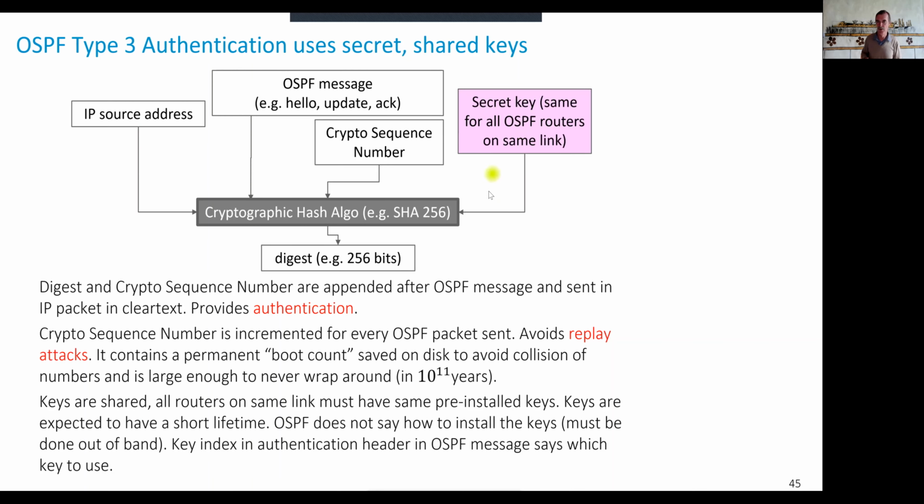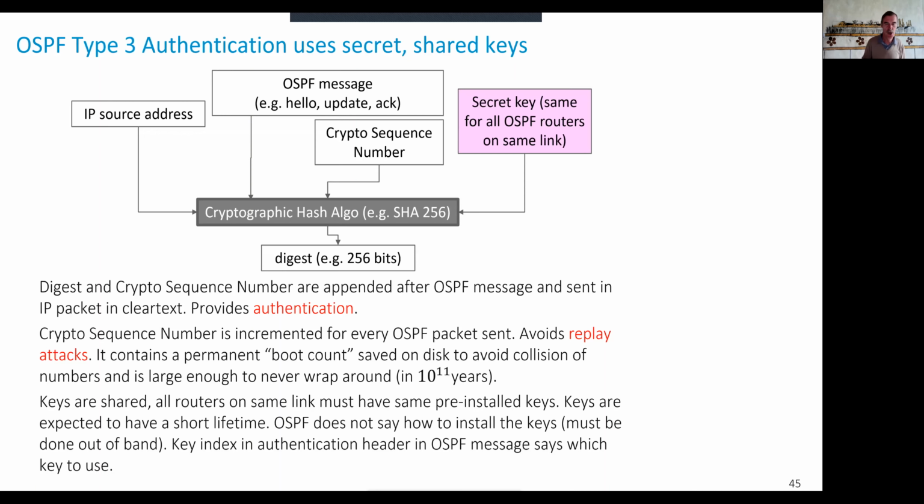So when one router receives from a neighbor router an OSPF message, it will recompute the digest, because the sequence number and the OSPF message and the source address are in the clear, using the secret key. And if the digest corresponds to the digest that has been received in the message, then we think, if SHA-256 is secure, which is true today, that it is impossible for somebody to have modified this number. So this message must come from my neighbor and has not been tampered with by an attacker who could still read the messages but not modify them.